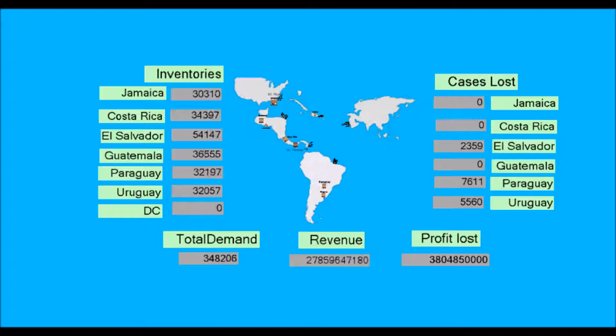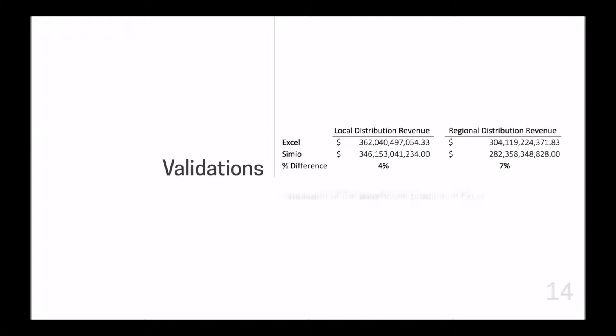Some labels have been used to verify the change in inventory every time a sale is made or a new order is entered. Another similar label shows the change in income and cost. Another extra validation has been made in Excel with the information of the demands and cost. As you can see, in local distribution the difference between the model in Simio and Excel is just 4%, and in regional distribution the difference is 7%.